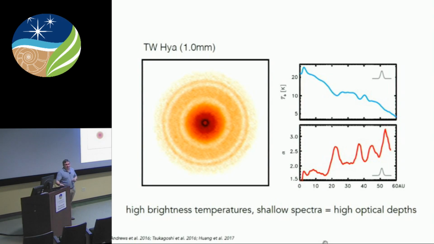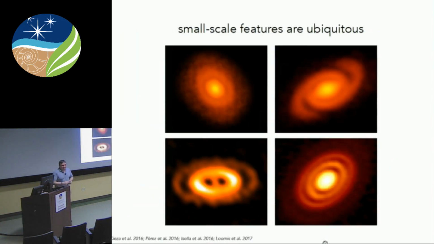Right. Exactly, yeah. I absolutely agree, yeah. And this thing that does show spirals does seem to be young, right? It's still pretty deeply embedded in the Oph clouds. So yeah, it certainly makes a lot of sense to me.